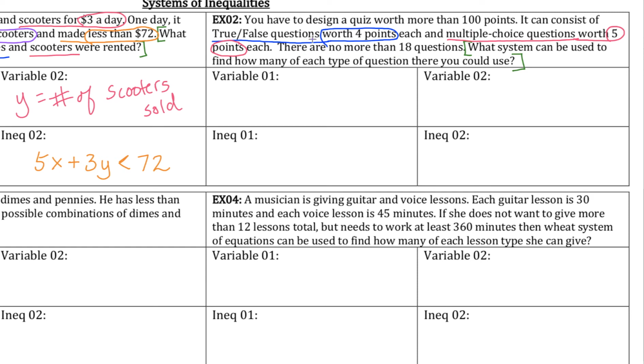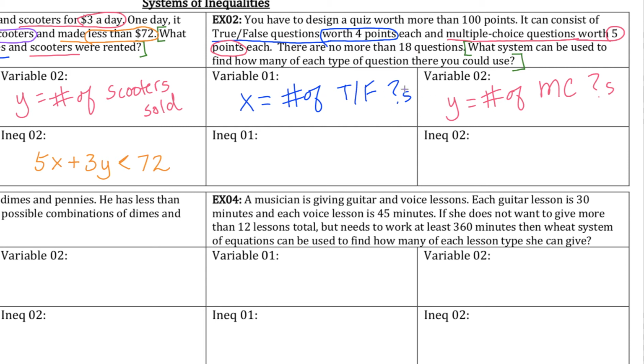So what I like to do is write down first, before we even get started, that blue is the number of true-false questions, and red is the number of multiple choice questions. And it gives us two totals. It says you have to design a quiz worth more than 100 points, and it says there are no more than 18 questions.